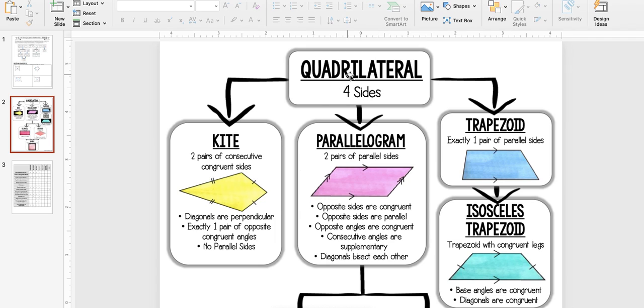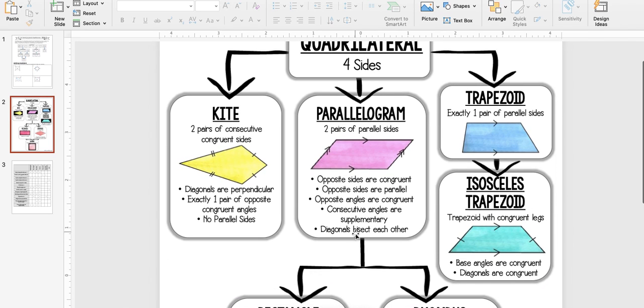And so I see I have quadrilaterals. The first one I see is a kite. And we know that definition is two pairs of consecutive congruent sides. And then I have those other properties there as well. Parallelogram and all of its properties. Trapezoid, exactly one pair of parallel sides. Isosceles trapezoid is when the diagonals are congruent and base angles are congruent.